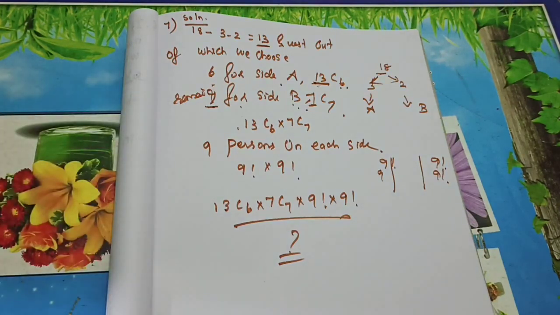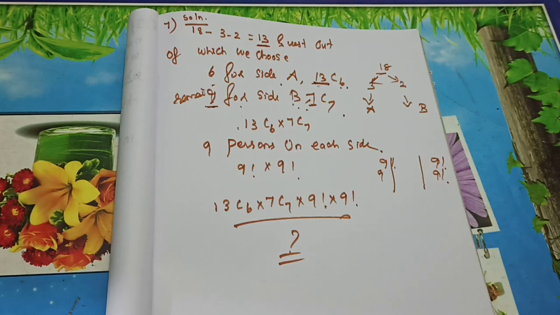Already 3 and 2 have chosen the place, so that one is subtracted. The remaining is 30. From that, 6 I have chosen for side A. So what will happen? 13C6. The remaining 7 must be there, that's 7C7. When it is an arrangement for 13 members, I have chosen 6 from there, so the remaining must be 7. So out of 7, you need to take 7. That's all. Then 9 persons are there, each needing to sit on one side.